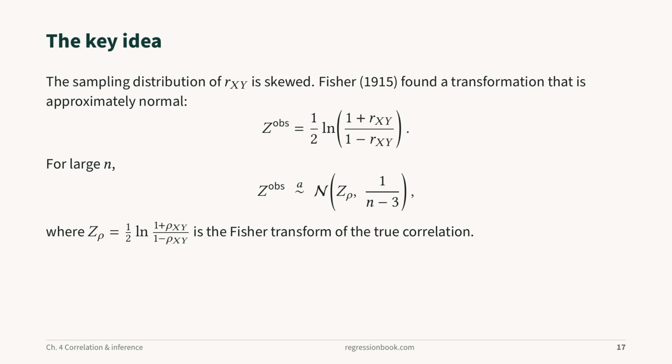Fisher found the tool over a century ago: half the natural logarithm of 1 plus the correlation over 1 minus the correlation. For large samples, this transformed quantity is approximately normal, centered on the transform of the true correlation, with variance 1 over n minus 3. Every awkward feature of the raw correlation, the bounds, the skew, disappears in the transformed space.